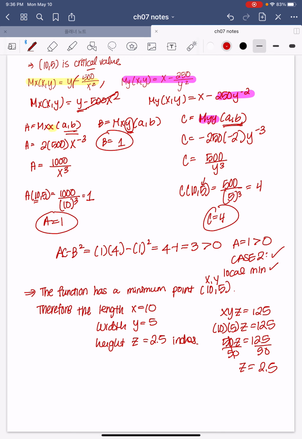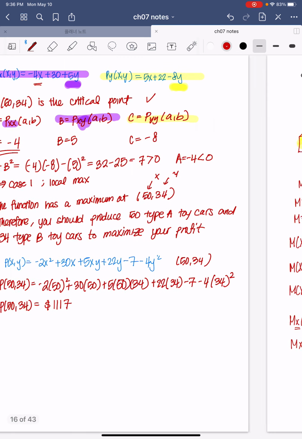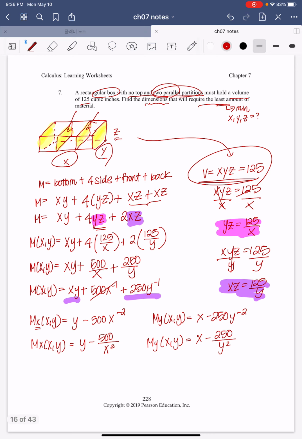Okay, and that's it. That will give you our minimum material. And it's asking you to find the dimensions, so we are done. All right, that's it for chapter 7.